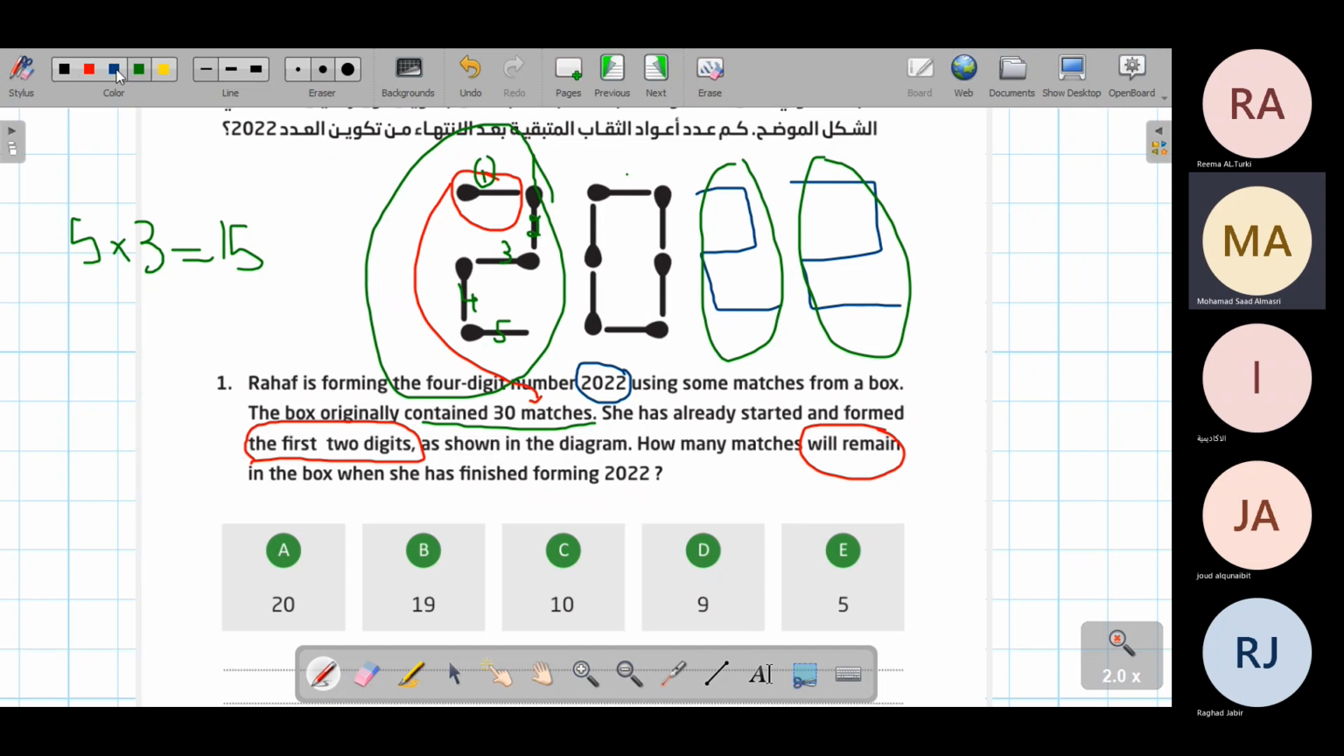Now, I want to count the number of matches for the number 0. Yalla, this is the number 1. Let's use another color. So it's 1, 2, 3, 4, 5, and 6. So for the number 0, how many matches did I use? 6. So 15 for the three 2s, and 6 for the number 0. 15 plus 6 equals what? 21. Great. So how many matches did I use?